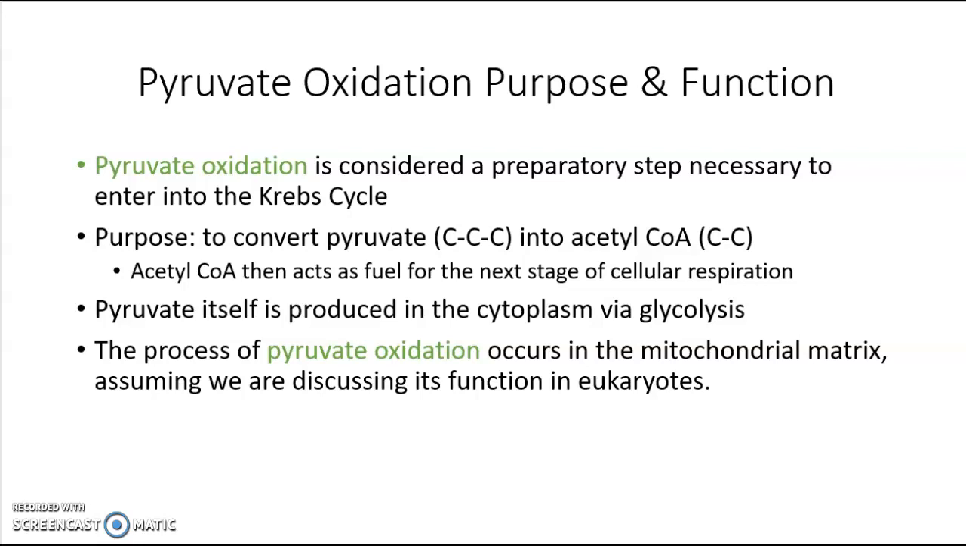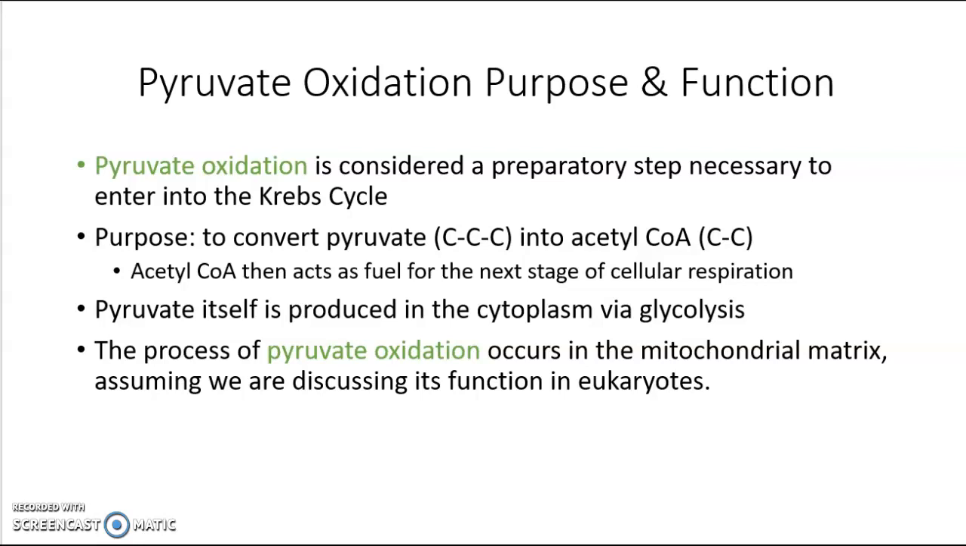Pyruvate oxidation is considered a preparatory step necessary to enter into the Krebs cycle. The purpose is to convert pyruvate, a 3-carbon compound, into acetyl CoA, a 2-carbon compound. Acetyl CoA then acts as fuel for the next stage of cellular respiration.